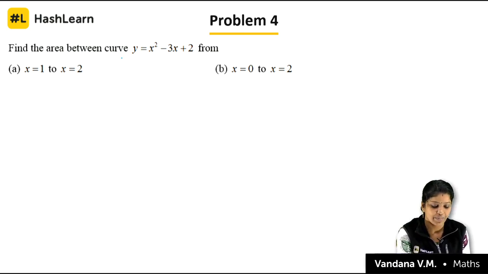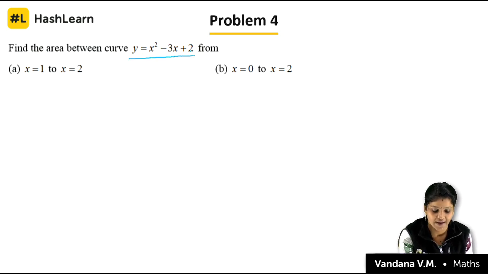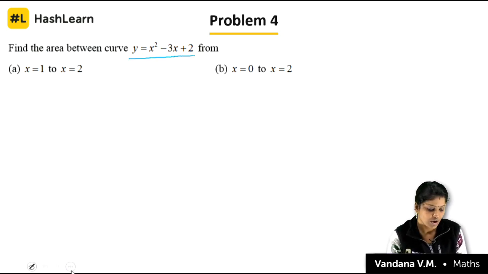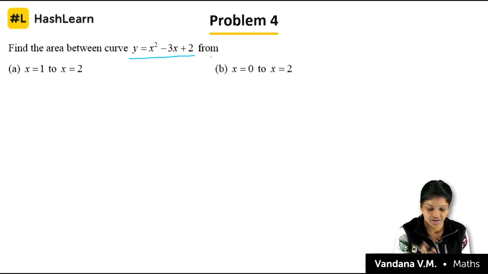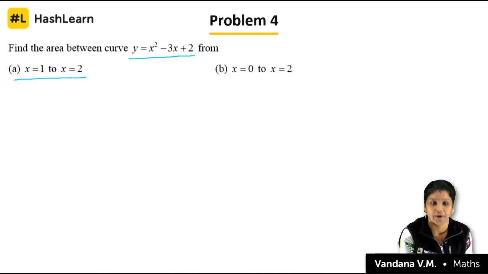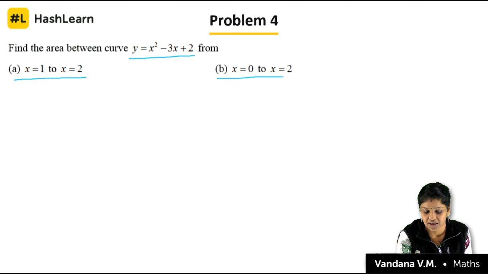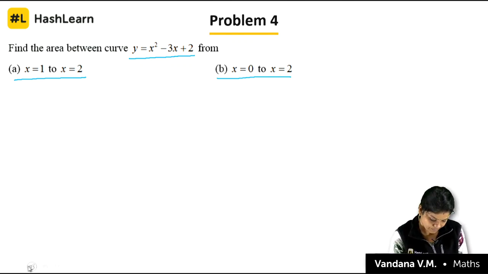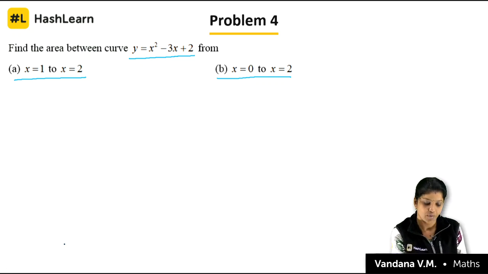So find the area between the curve y is equal to x square minus 3x plus 2. The first question is from x is equal to 1 to 2. The second limits are from x is equal to 0 to x is equal to 2. Okay? Yes. How to do this?